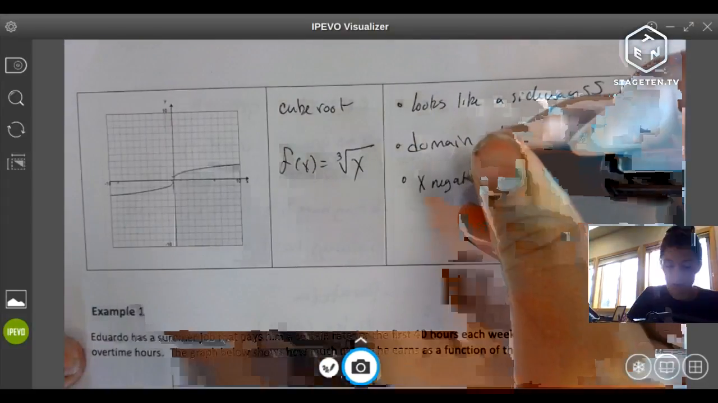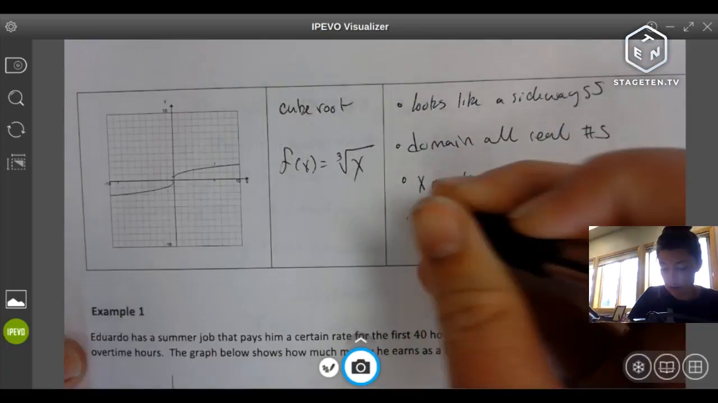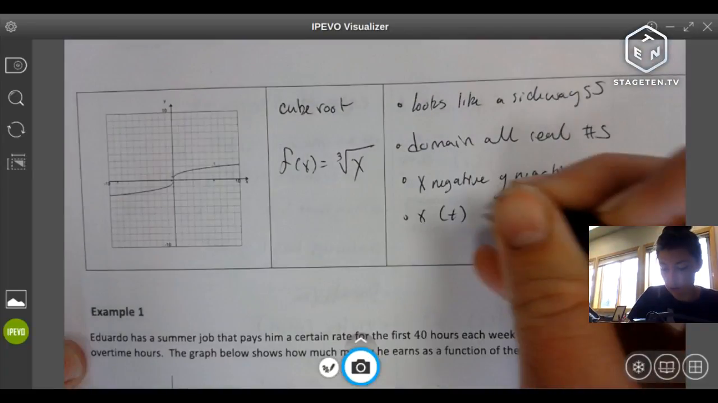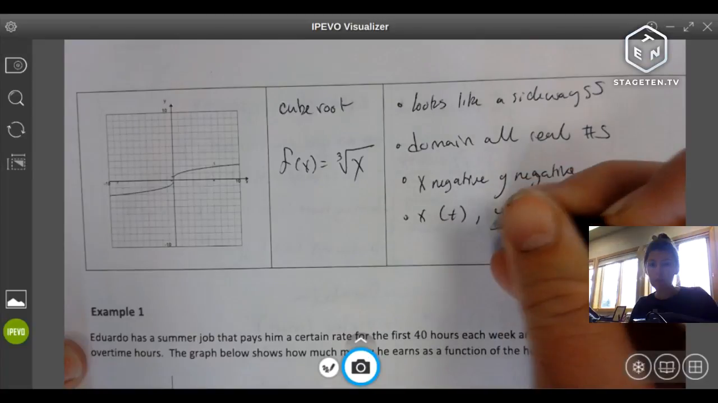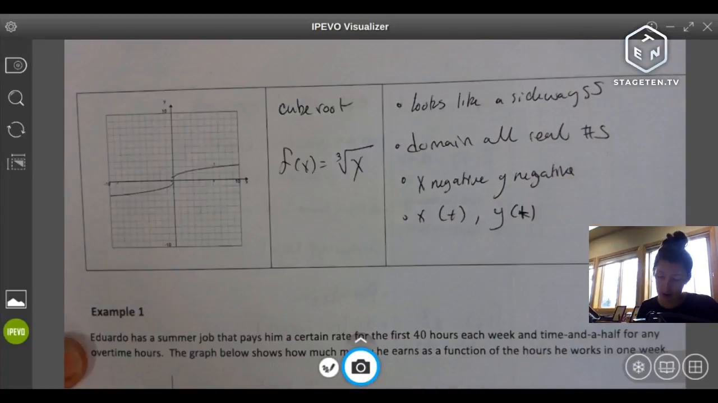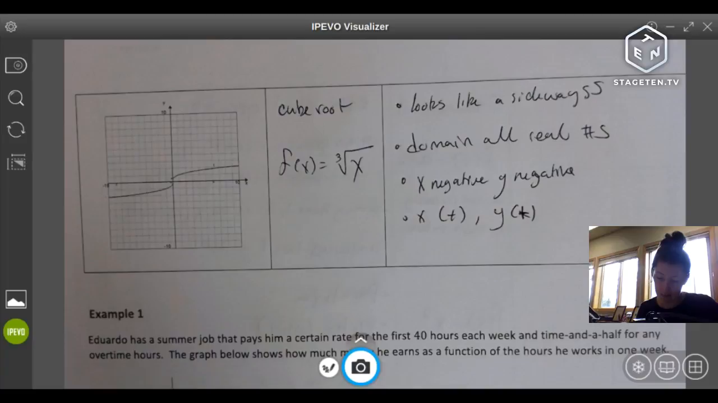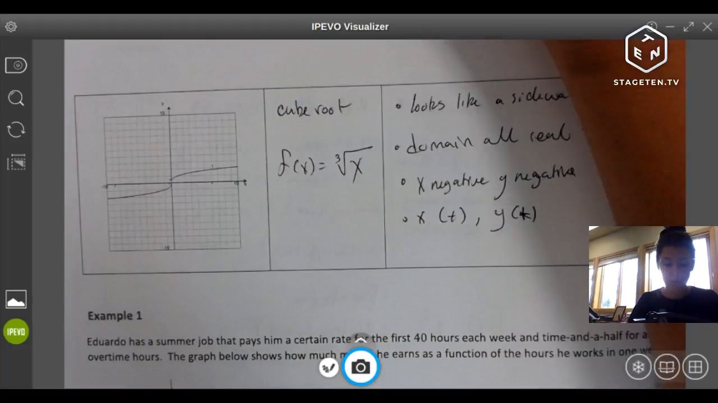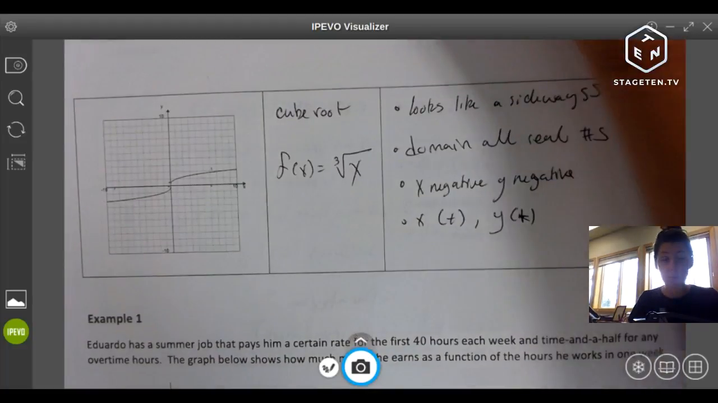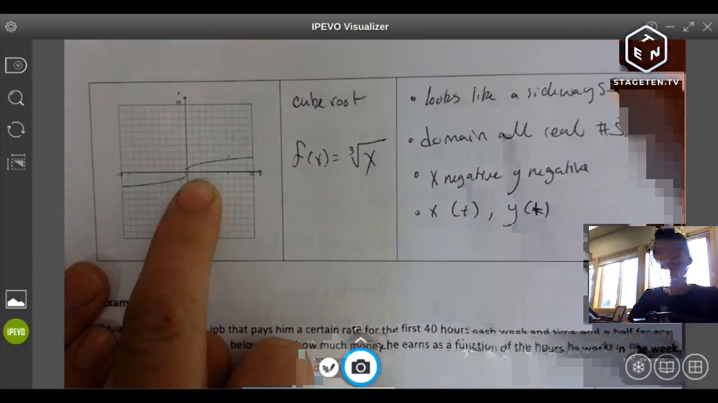So how about if x is negative, y is negative. If x is positive, y is positive. So x negative, y negative. X positive, y positive. Oop, terrible sign. There we go. All right. Got it. That's all you need for general graphs. All right, and that was a bit of a recap.